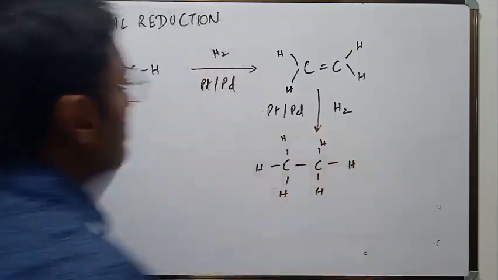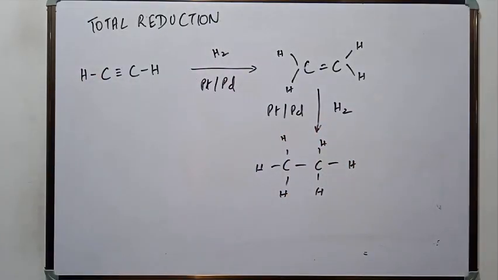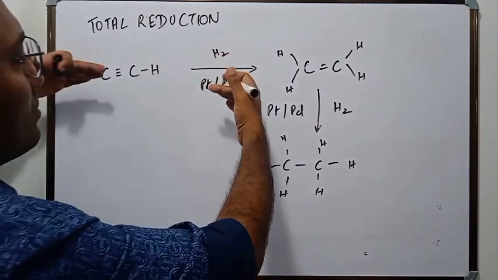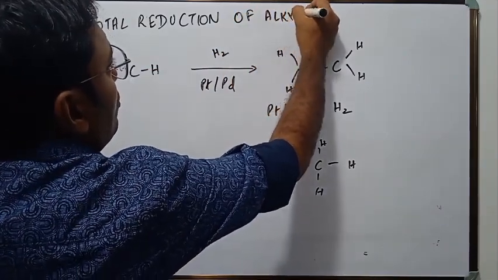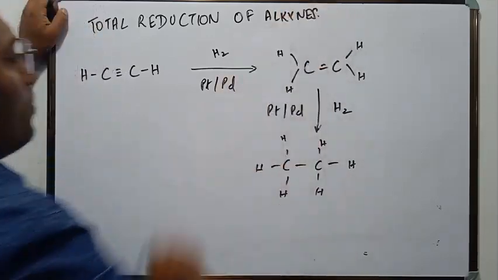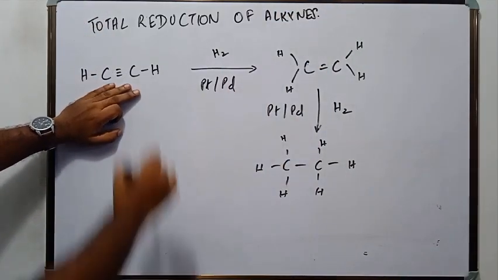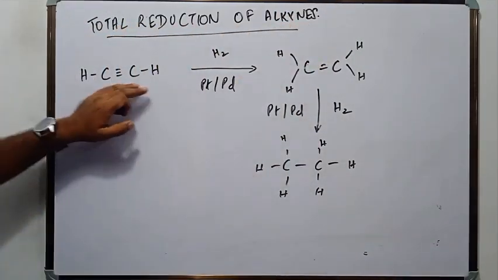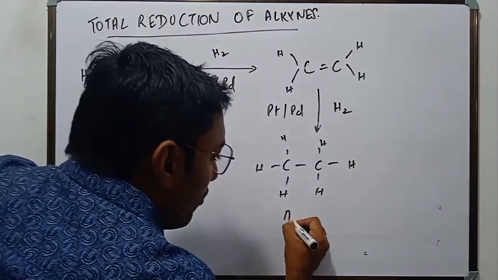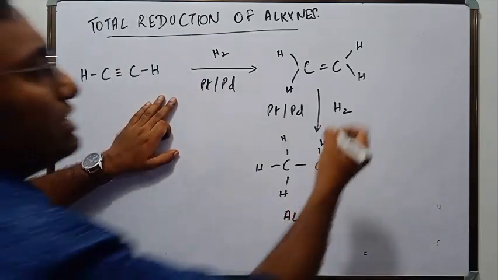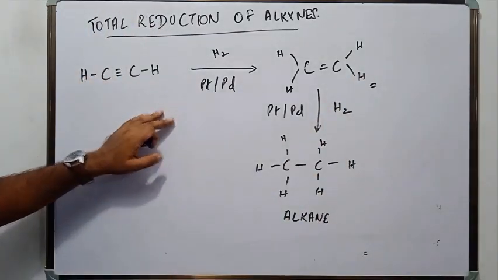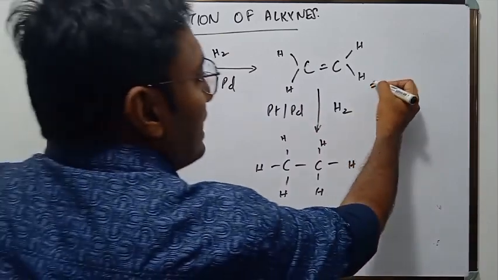So that is a total reduction, or reduction in the normal way. Normally this is what happens if you try to hydrogenate an alkyne. When an alkyne is reduced, it is obvious that an alkane will be formed in the final step. You cannot stop this reaction to get an alkene. You cannot control this reaction to get an alkene.